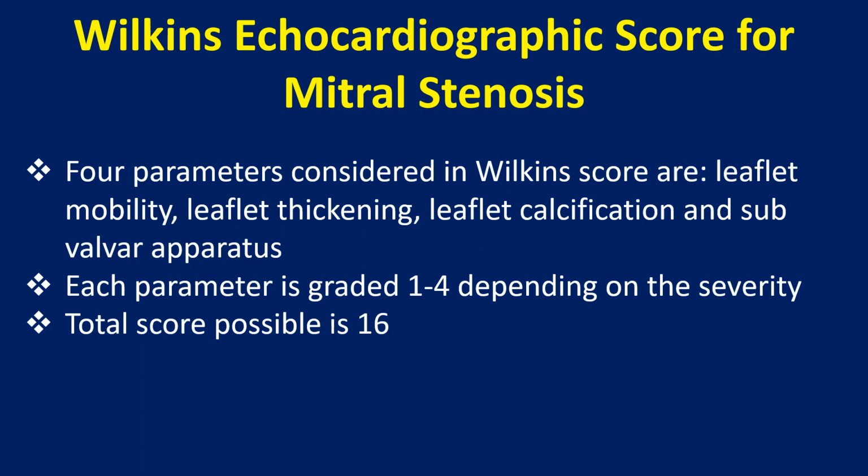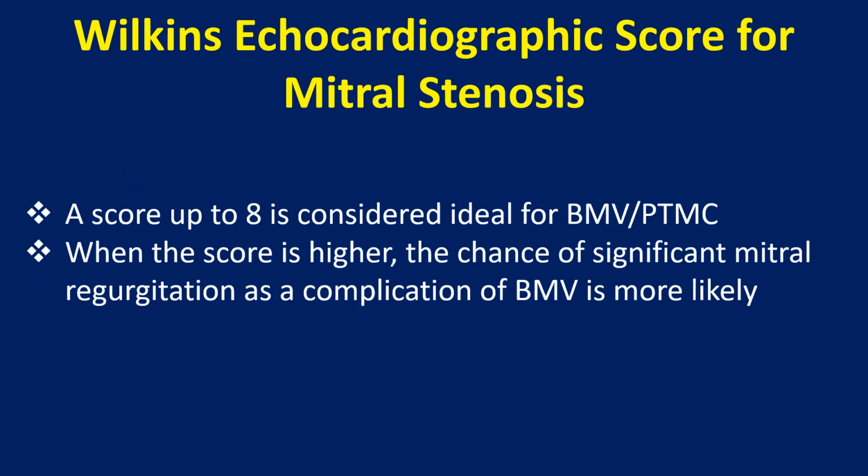Each parameter is graded 1 to 4 depending on the severity. Total score possible is 16. A score up to 8 is considered ideal for BMV. When the score is higher, the chance of significant mitral regurgitation as a complication of BMV is more likely.